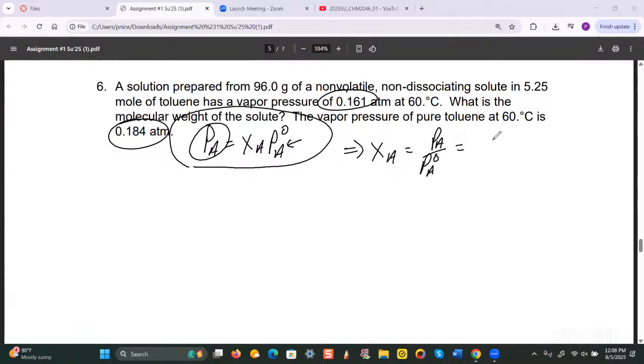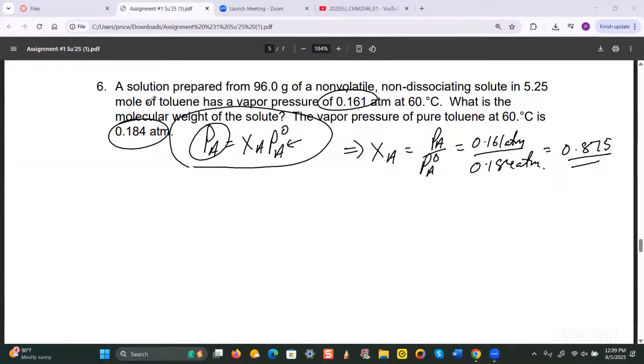So that will be equal to 0.161 atmospheres divided by 0.184 atmospheres. Let me do that calculation. So that's 0.161 divided by 0.184. According to my calculation, this works out to be equal to 0.875. All right? So that's the mole fraction of the solvent in this particular solution.